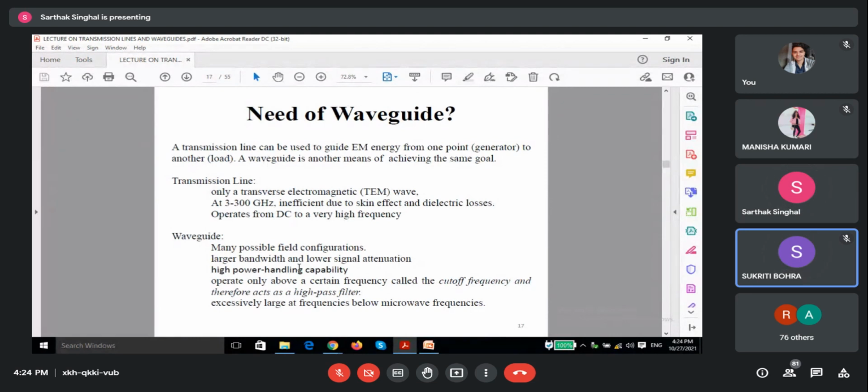So they have a higher power handling capability, but the only problem is that they can operate only above a certain frequency, which is known as the cutoff frequency. Therefore, the waveguide devices are known as high pass filters. I have talked about this high pass filter and the cutoff frequency in the lab also. Yes, sir.